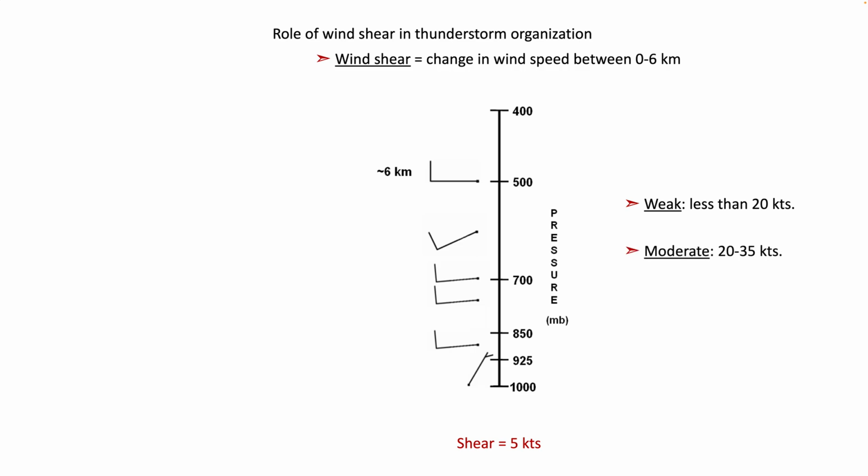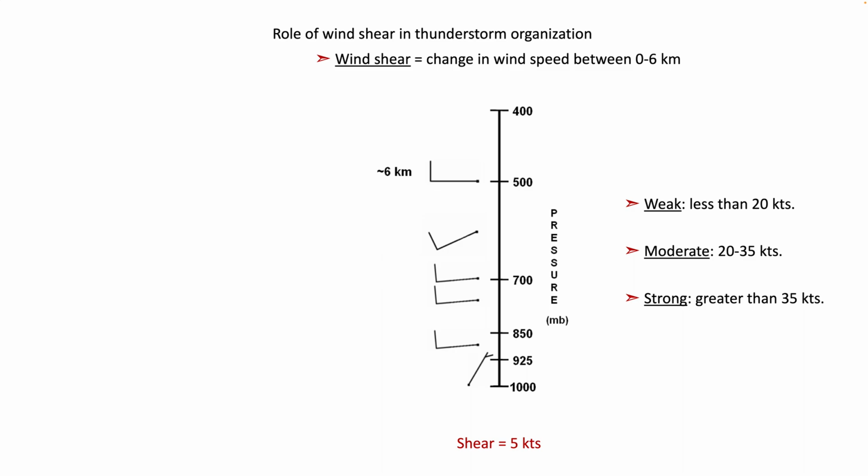Moderate shear is between 20 to 35 knots. And I'm going to just jump right to strong shear. And strong vertical shear is defined to be any shear that is greater than 35 knots in the 0 to 6 kilometer layer. Now keep in mind that although I'm not talking about wind speed increase, this is really what I mean.